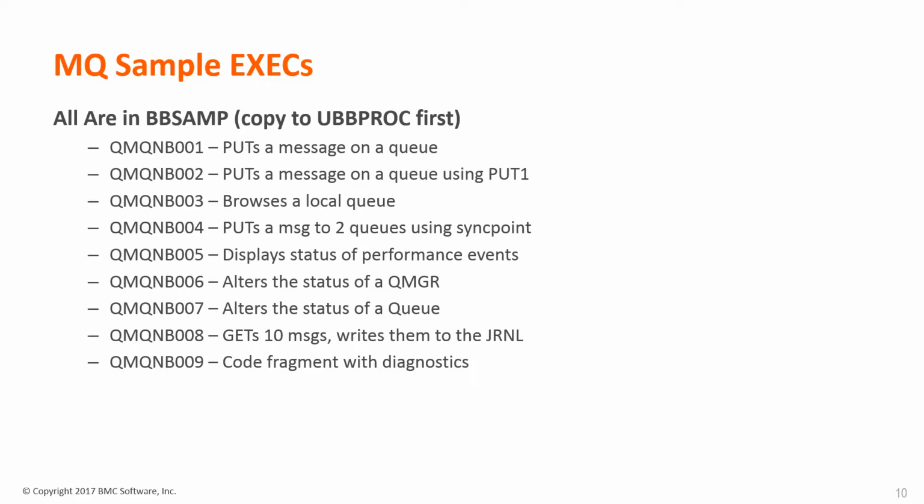MainView AutoOperator also provides a number of different sample execs. These are distributed in the BB-SAMP library, and if you want to use them, copy them to the UBB-PROC library first, and that will make them accessible to AutoOperator.